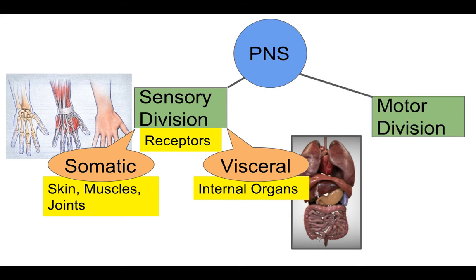However, there's also a motor division, right? So the sensory division takes impulses and brings them in towards the central nervous system. In the motor division, impulses are carried away from the central nervous system. So let's take a look at that.